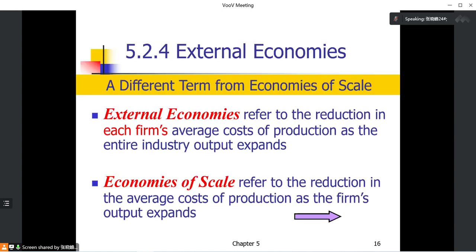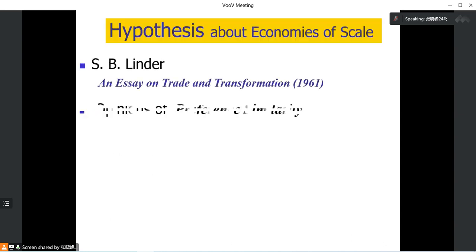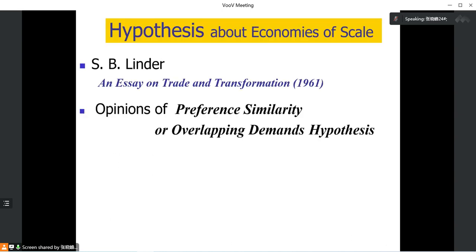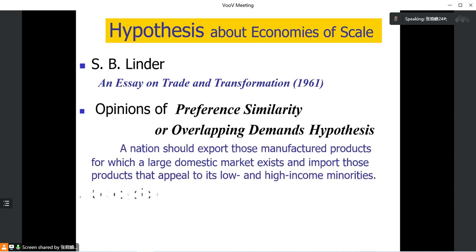Now, in our previous class we discussed the external economies, and actually the external economies and economies of scale are the basic knowledge of the principles of economics. It belongs to microeconomics terminology, and here we should address what the economies of scale is.